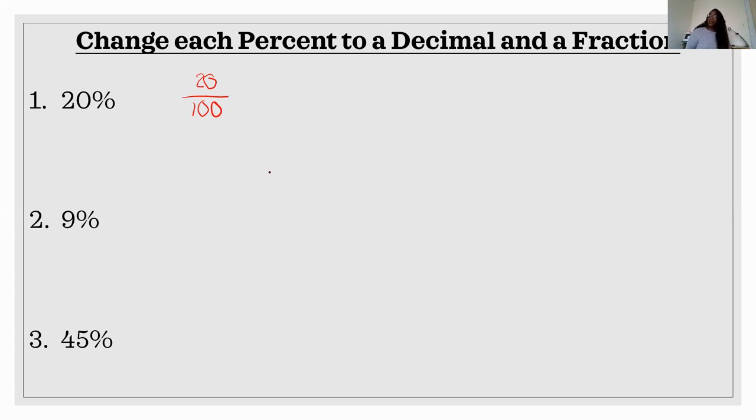Now I can simplify this because both of my ones digits end in 0. So that 0's gone and that 0's gone. Instead of looking at larger numbers, I can break it down to smaller numbers. So I have 2 over 10. Now I think I can reduce that by 2, so I divide the numerator by 2 and the denominator by 2. 2 divided by 2 gives me 1, and 10 divided by 2 gives me 5. So 1/5 is equivalent to 20%. That is it as a fraction.